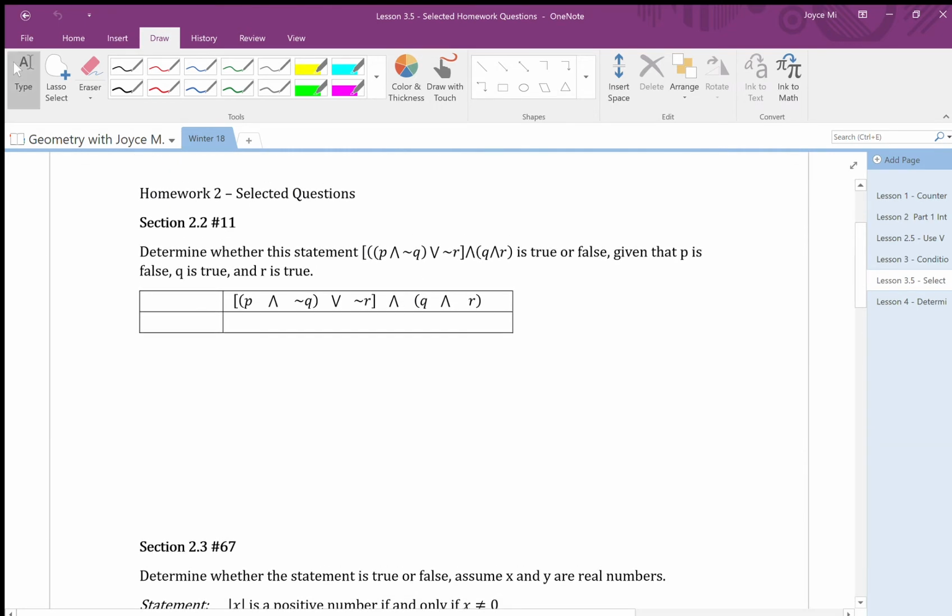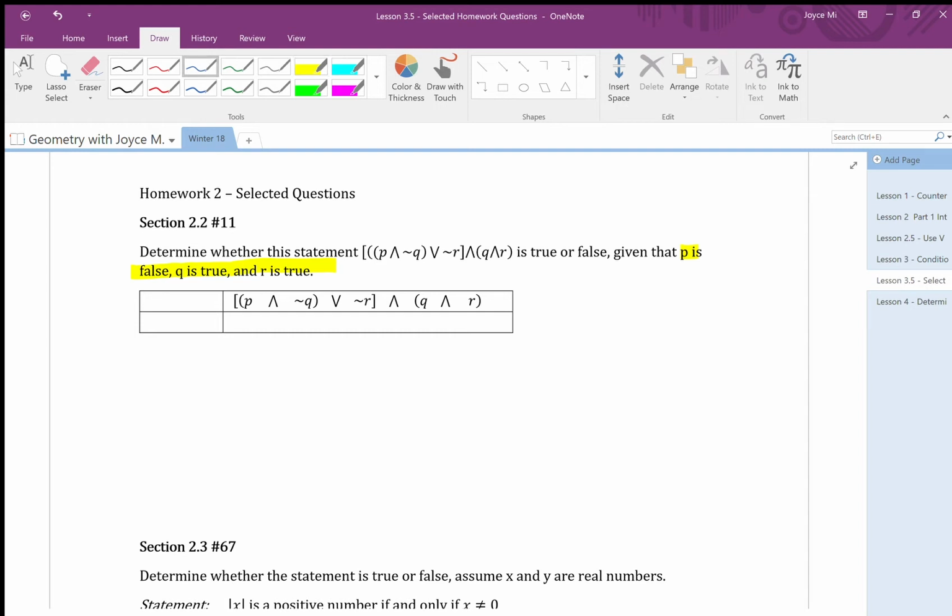Okay, so this is number 11 in your homework in 2.2. This one here is to determine whether this compound statement is true or false, given that P is false, Q is true, and R is false. So I'm not just making a truth table for everything. I already know the values for P, Q, R. So I set it up as I would a truth table, but now I'm not doing the whole table. I only need the case where P is false, Q is true, R is false. So let me set it up.